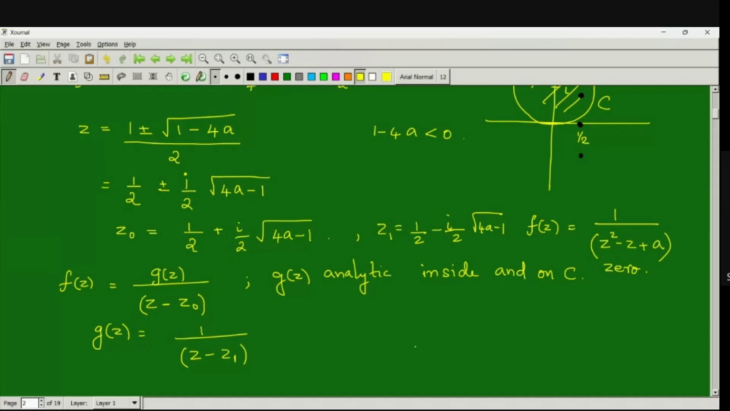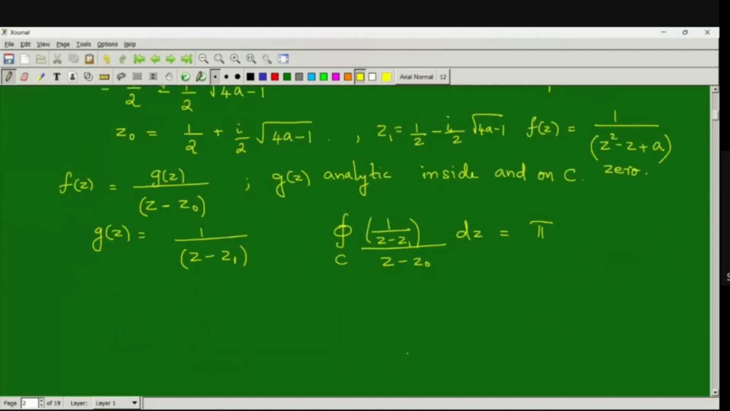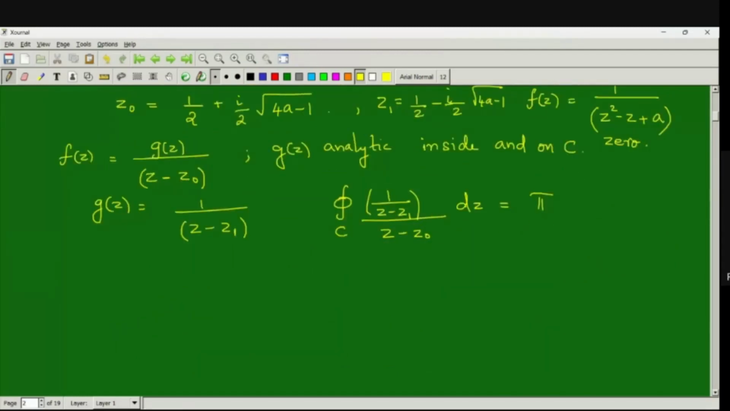Agreed? Yes, ma'am. Okay. Now what is given? The integral of f(z), which I am modifying like this: 1 by (z minus z1) by (z minus z0) times dz, is actually pi. Now we can apply Cauchy's integral formula. What was Cauchy's integral formula telling us? This is actually 2 pi i g of z0.